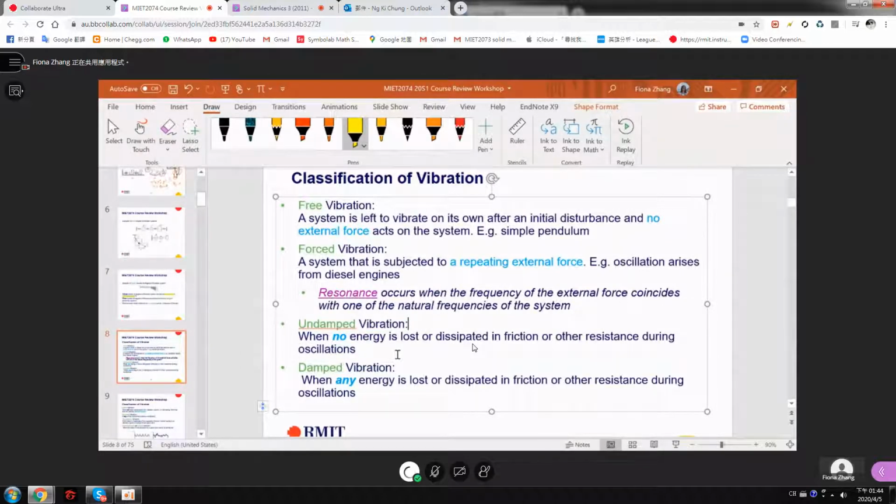Right, undamped vibration: when no energy is lost or dissipated in friction or other resistance during oscillation, we call it undamped vibration. For many systems, the energy loss is very small, so we can neglect it. We can also approximate it as undamped vibration.